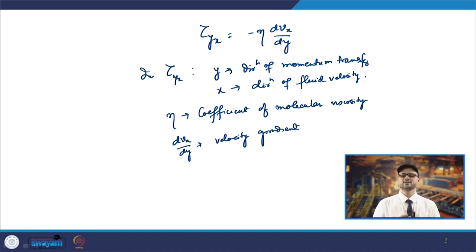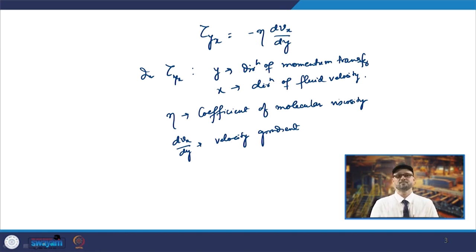Because eta has to be always positive, we are putting one negative sign in this term, and that has a certain meaning because it has to give a positive value always. The viscosity value cannot be negative. So what we see is that this viscosity, the molecular viscosity, is because of the molecular exchange of the momentum taking place in this kind of flow.